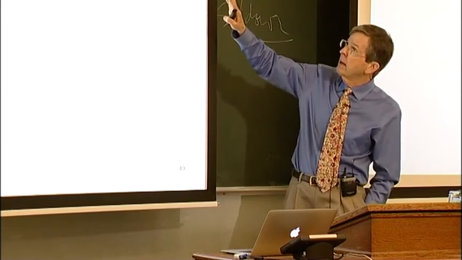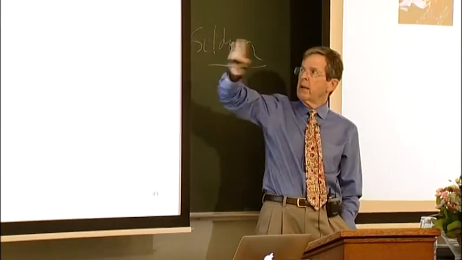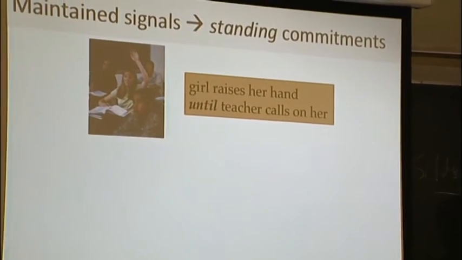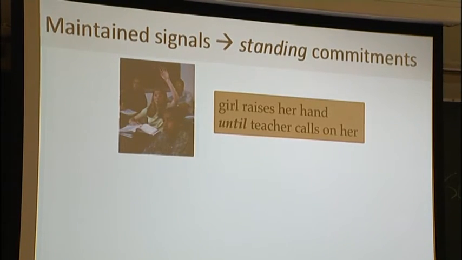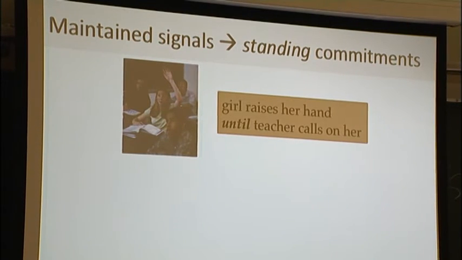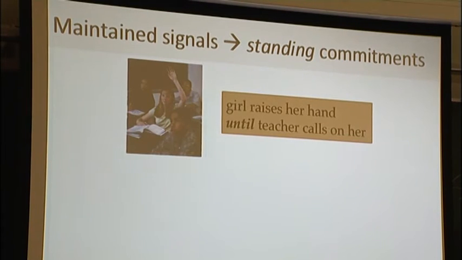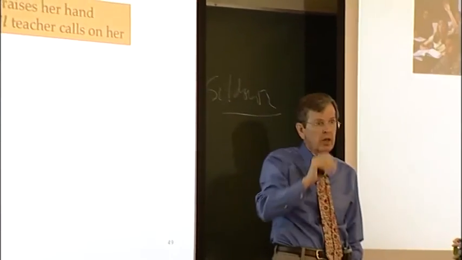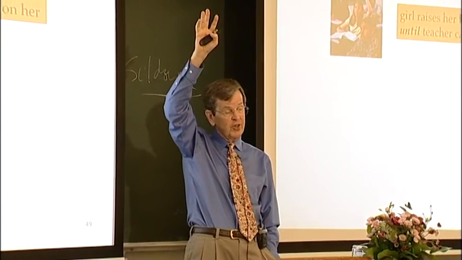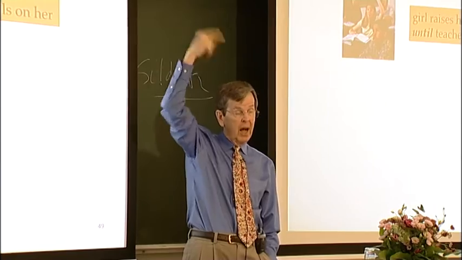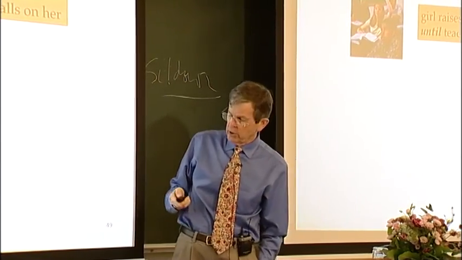The other point I want to make about these maintained signals is, for example, here's a girl in class. I gave this yesterday: the teacher says, who knows the capital of North Dakota? Is there anyone in this room who knows? Well, or South Dakota for that matter. She's going to raise her hand until she's called on, and as soon as she's called on, she will lower her hand, because she doesn't want to say, I continue to want to answer that question after she is answering it. This is a signal to say, I am up to wanting to answer your question.